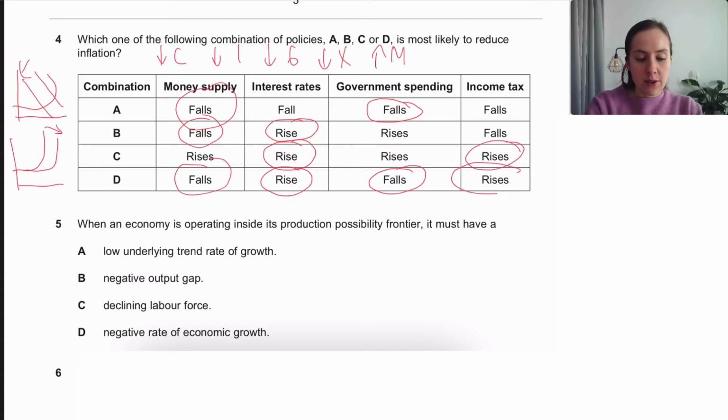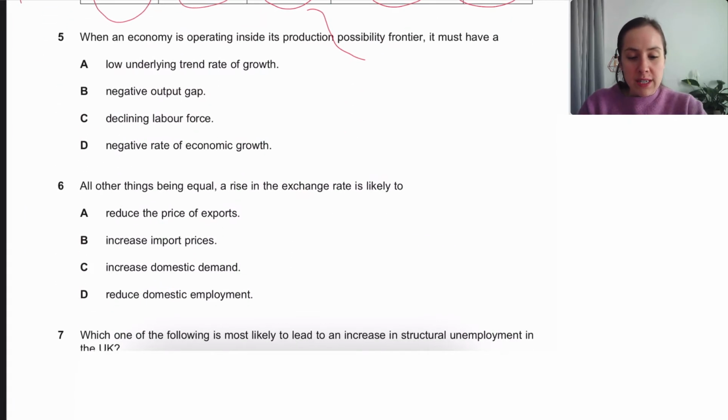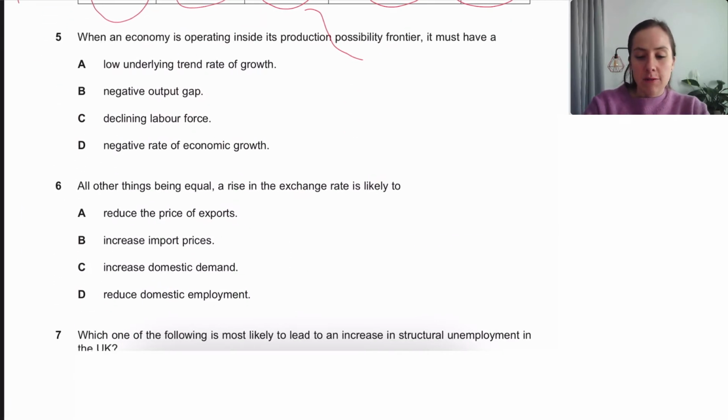and then most likely the answer is D, but let me double check with the inflation. So if interest rates rise, AD will fall, which will reduce inflation. So that's looking good.